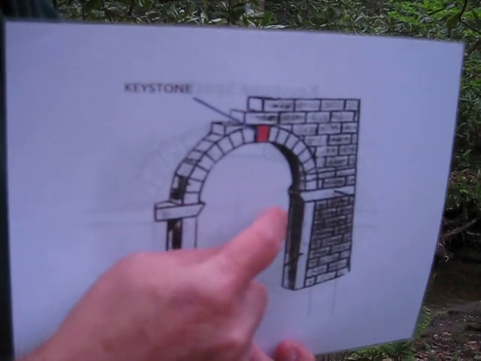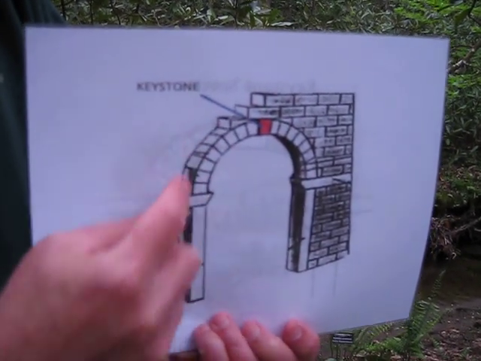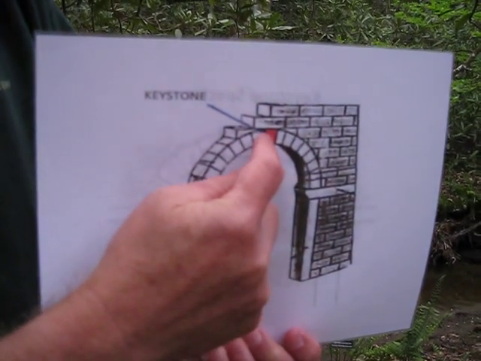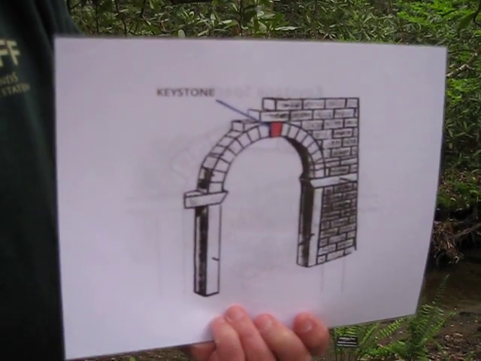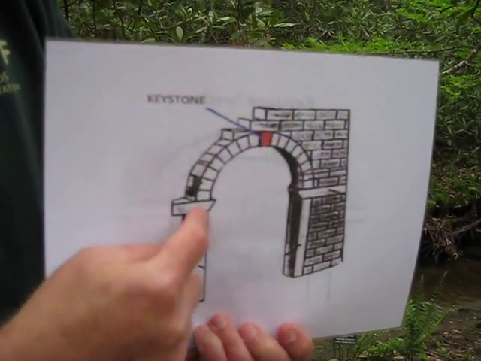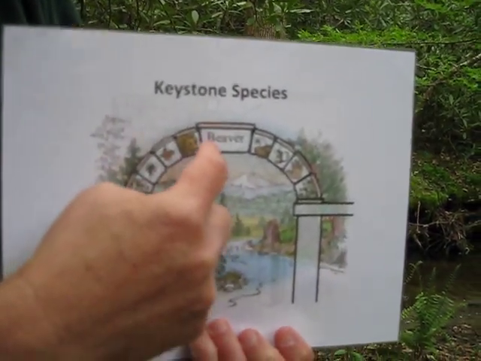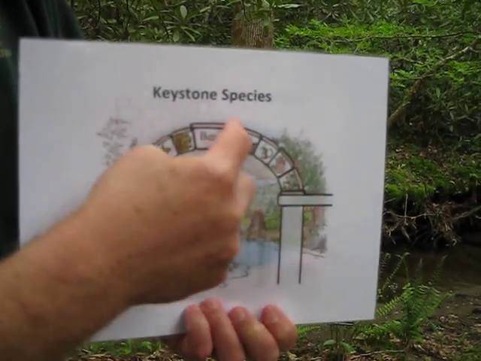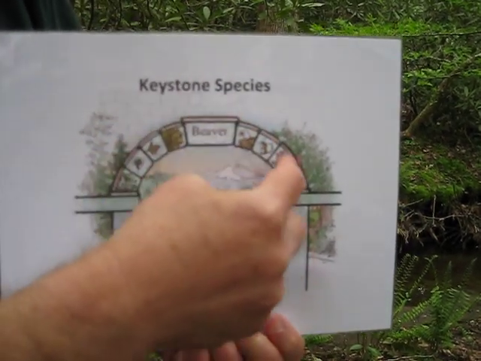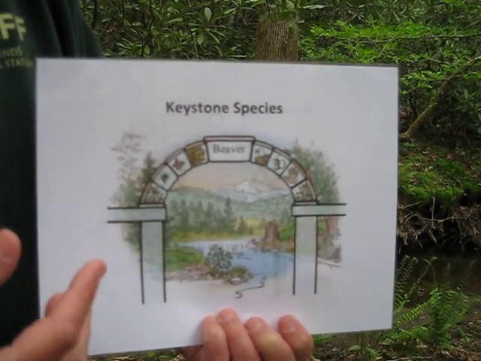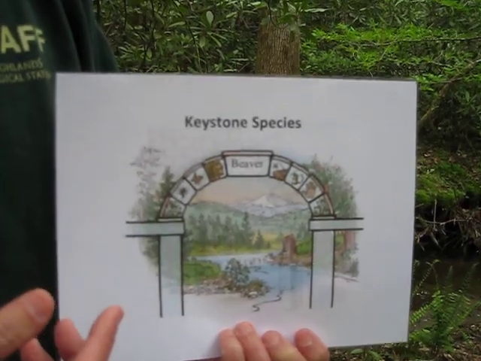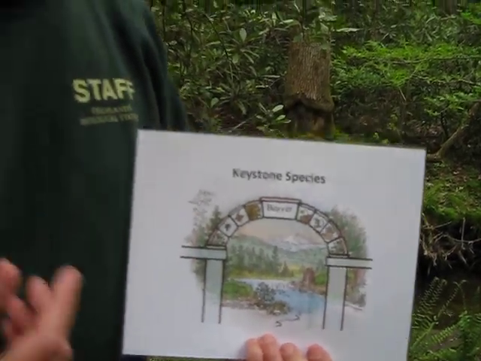A keystone is the top part of an arch. What would happen if you removed the keystone? The entire arch would fall apart. So a keystone species is an animal that all the other animals depend on. Beavers create the pond habitat. So without the beaver, things like ducks and frogs and salamanders and lots of other animals and plants wouldn't have their habitat.